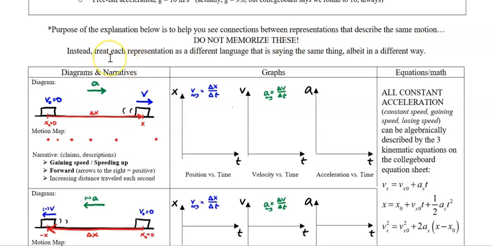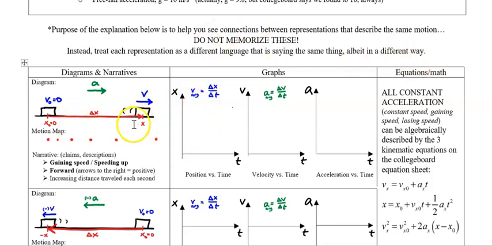Okay, so instead what we're going to try and do is treat each of these representations I'm showing you almost like it's a different language, like we're converting from English to Spanish to French to German, etc. In each of those, say that basically the same thing, but they do so in a different way. And we can take advantage of the pros and cons of different limitations then by choosing which is going to be most effective for a problem, or if AP asks you to draw a diagram or sketch a graph, etc.